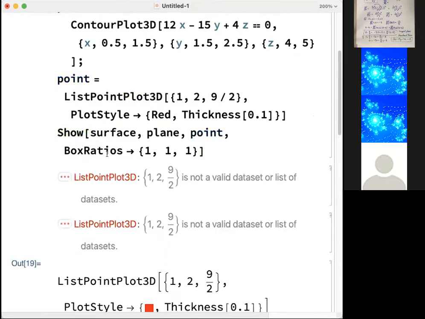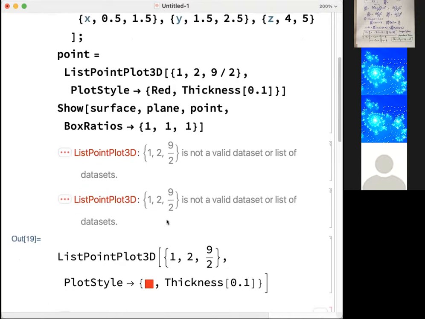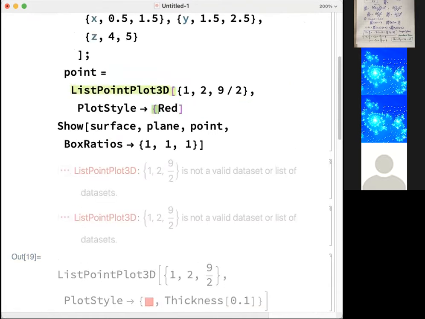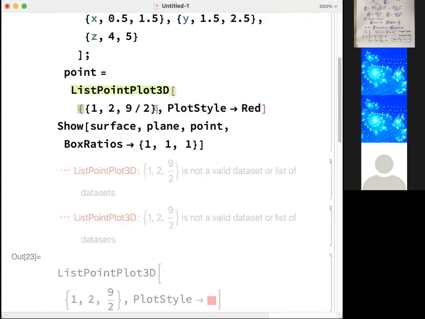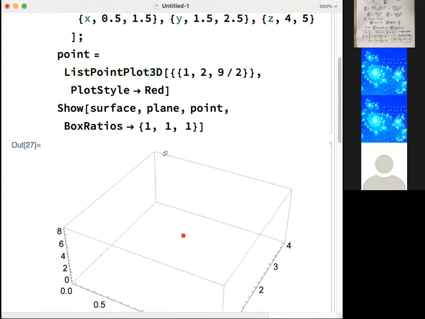I may not get a fully satisfied drawing. Not a valid data set. ListPointPlot3D, so not a valid data set. So why is it not a valid data set? Because I'm using a bad option. It doesn't seem to like this option, thickness. So let's take out the thickness for a second and just say point style red. Not a valid data set right there. Okay, so I think I have to enclose this in a list. That's what it wanted. Okay, so now let's put back the thickness.